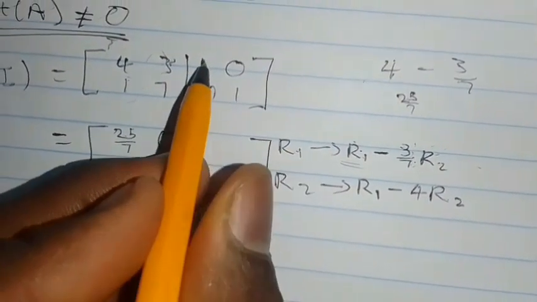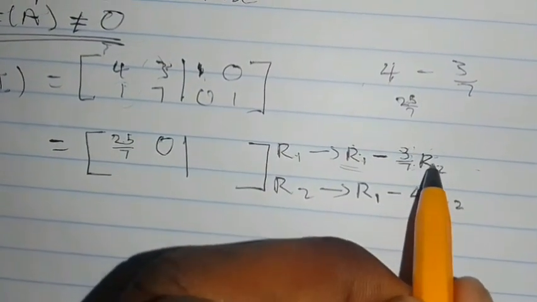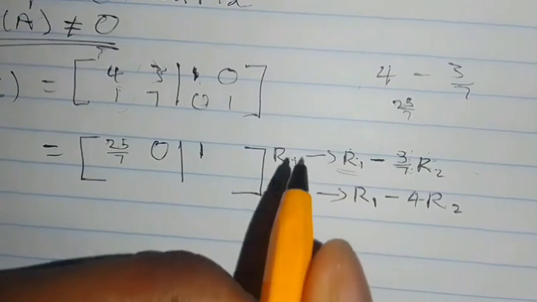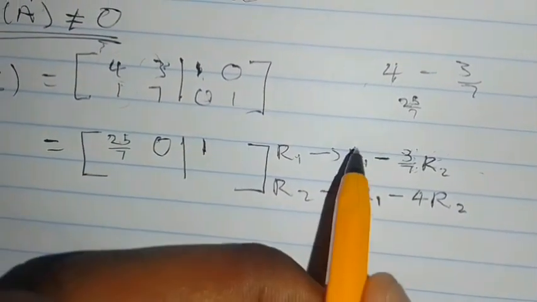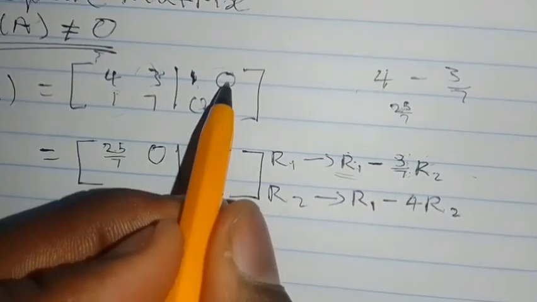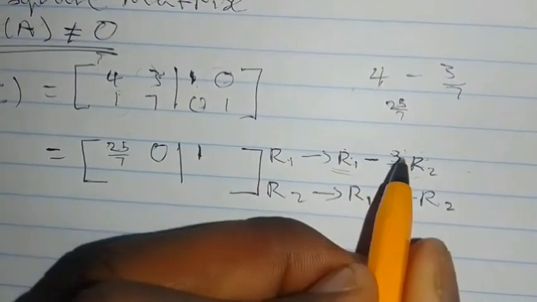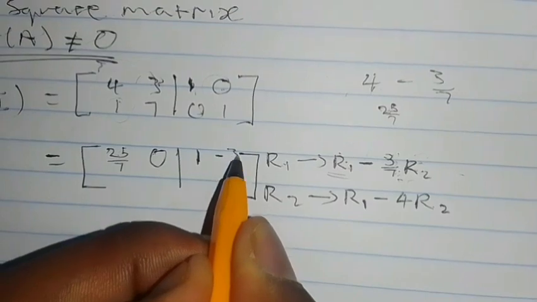And we do the same with the right side. Row 1 is 1 minus 3 over 7 into 0 in this case, so this one stays the same, 1. And then for this term, we have row 1 here as 0, so we end up with 0 minus 3 over 7 into 1, which is just going to be minus 3 over 7.